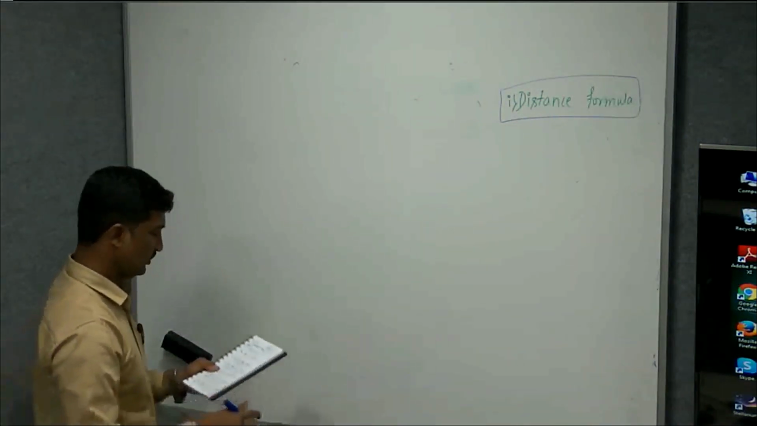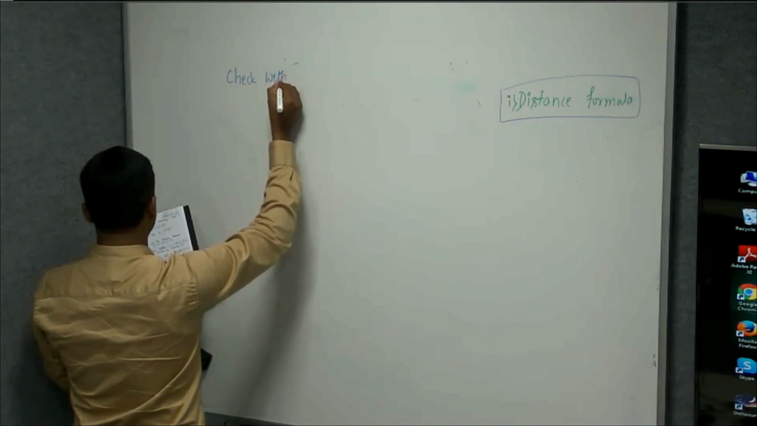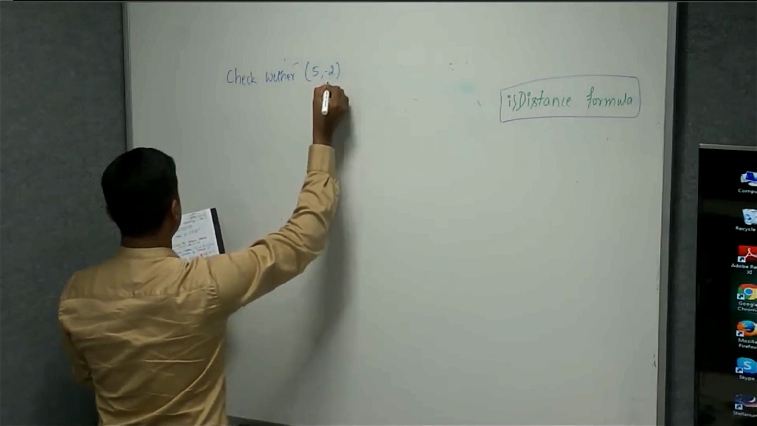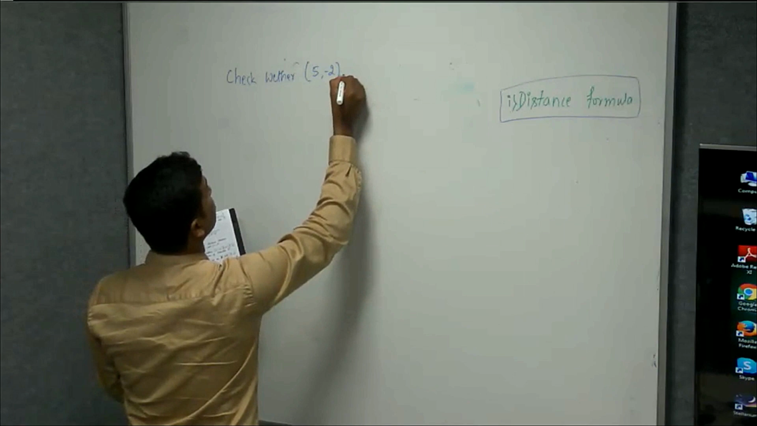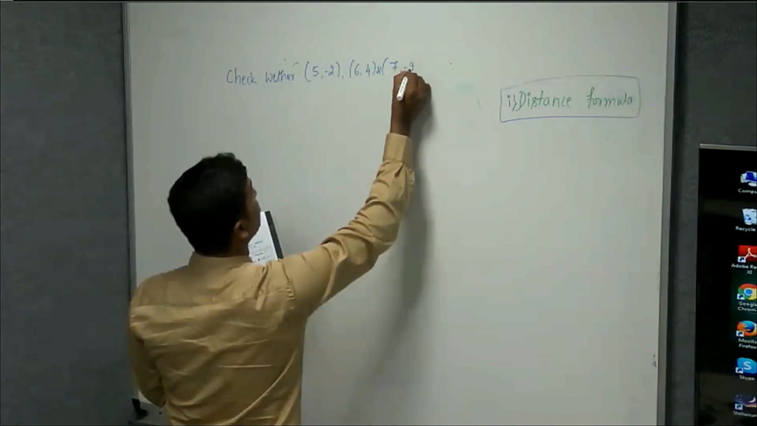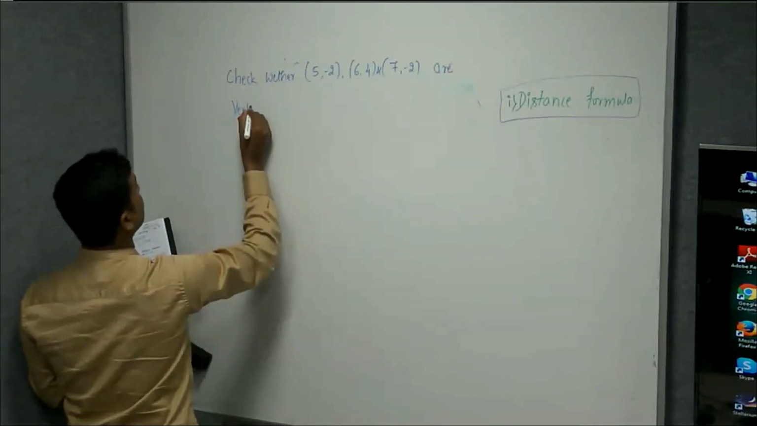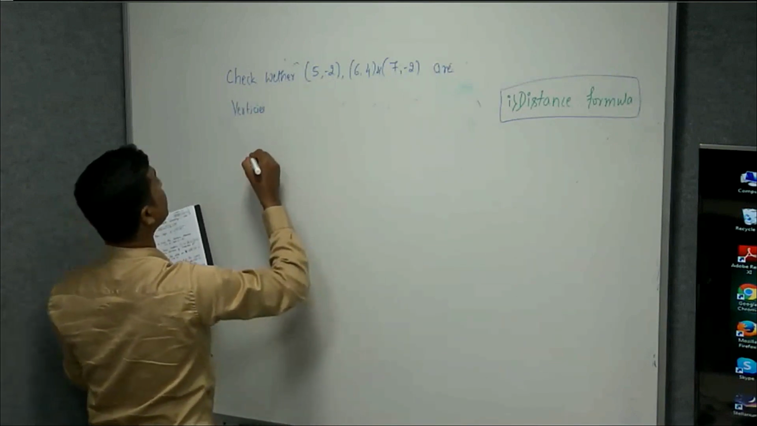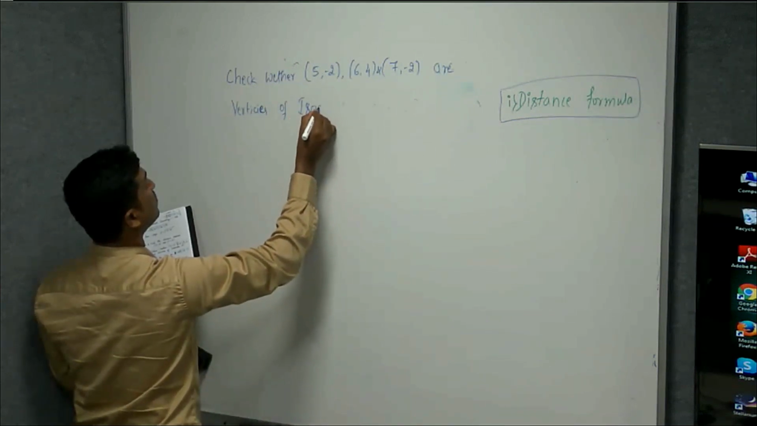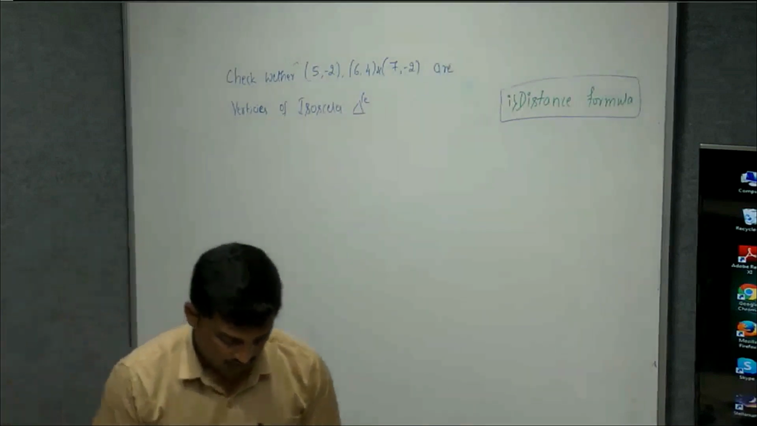The question is, check whether (5, −2), (6, 4) and (7, −2) are vertices of an isosceles triangle. Now the question is very simple.